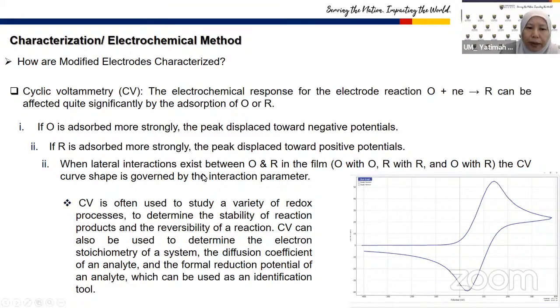When lateral interactions exist between O and R in the film, the cyclic voltammogram shape is governed by the interaction parameters. So CV, cyclic voltammetry, is often used to study a variety of redox processes, to determine the stability of reaction products and the reversibility of the reaction. CV can also be used to determine the electron stoichiometry of a system, the diffusion coefficient of an analyte, and the formal reduction potential of an analyte, which can be used as an identification tool. That's why I said this is basically a very basic electrochemical method that can be used to identify the behavior of species on the surface of the modified electrode.